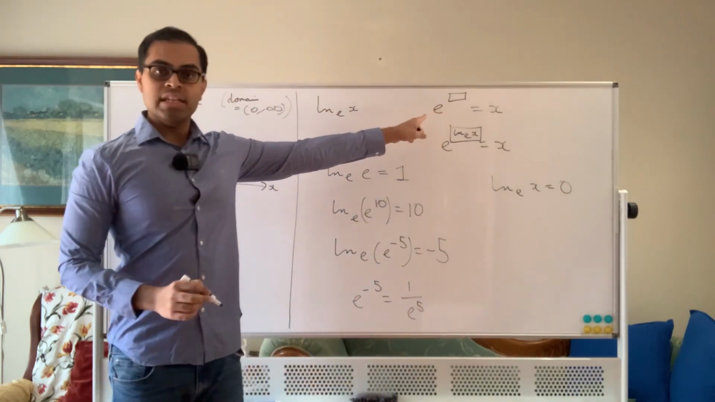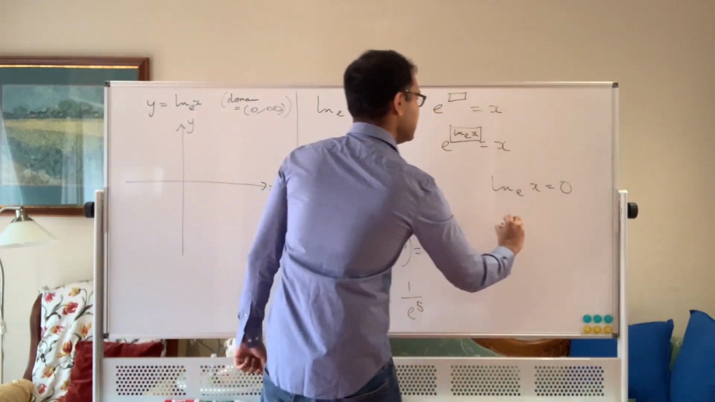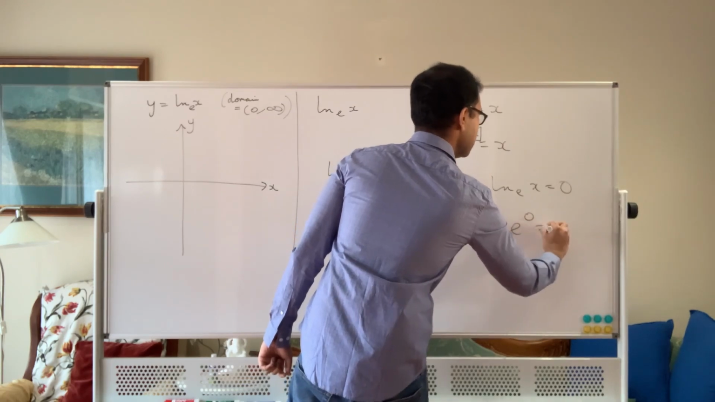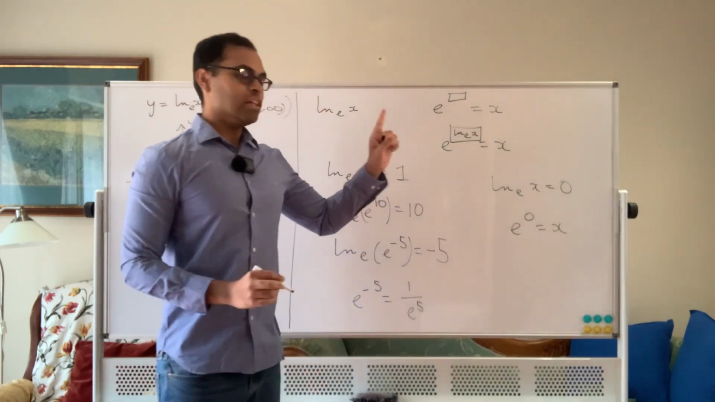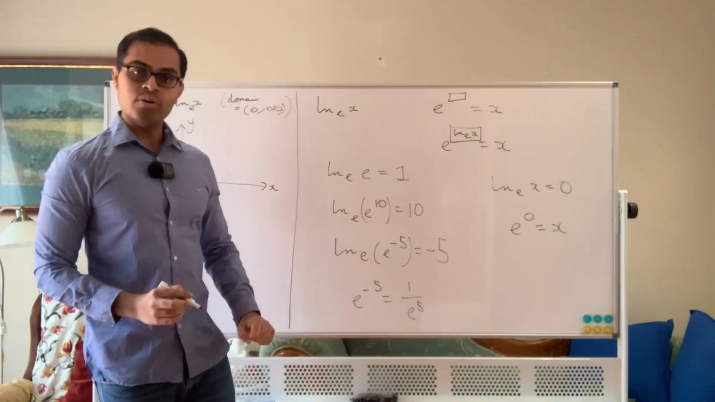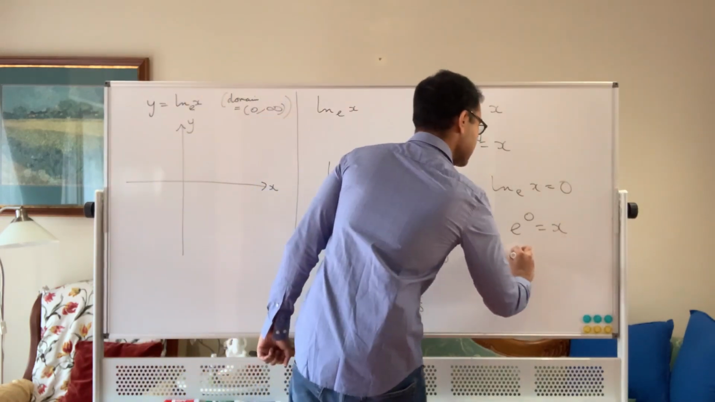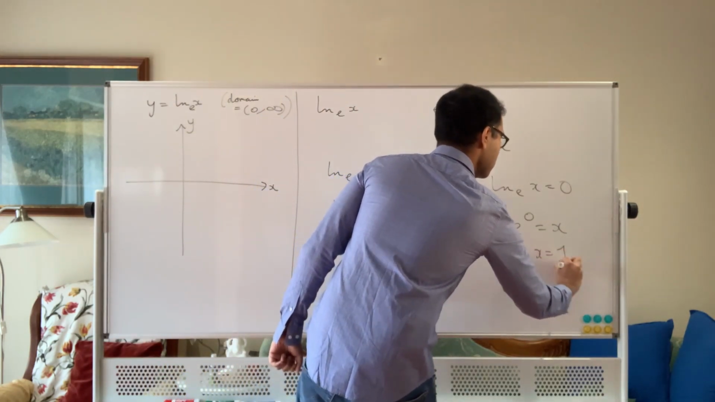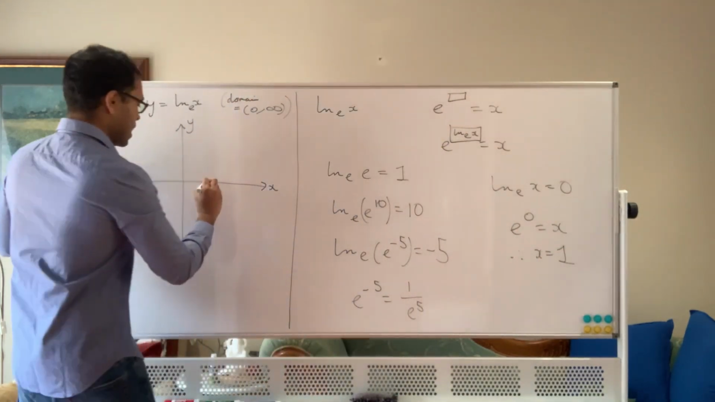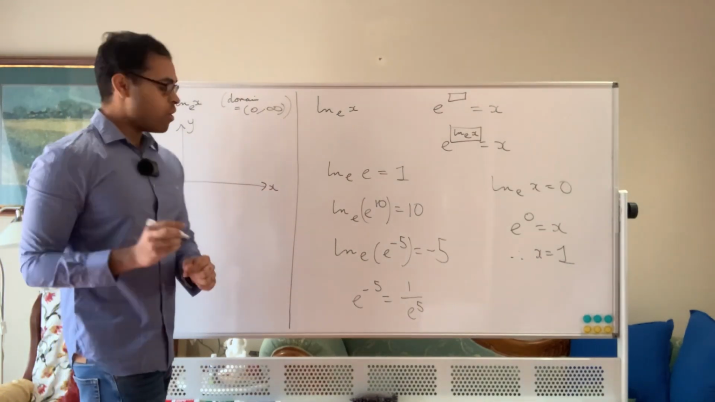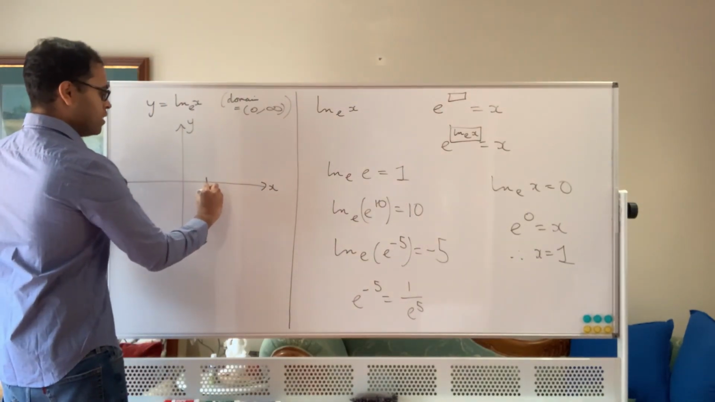And that means, if you look at the fill in the blank problem, that e to the 0 is going to equal x, right? So that log e of x is 0 means e to the 0 is x, which in other words means that x is equal to 1. So we already know that the x-intercept is when log is going to equal 0. That's going to be at the number 1.